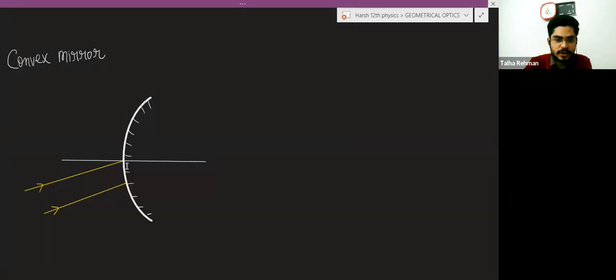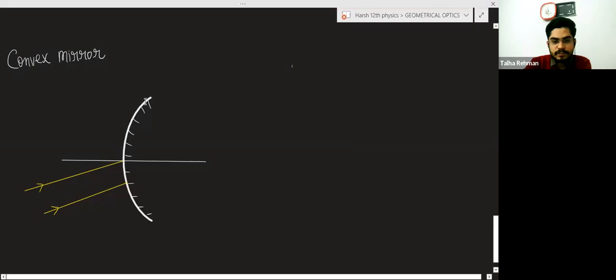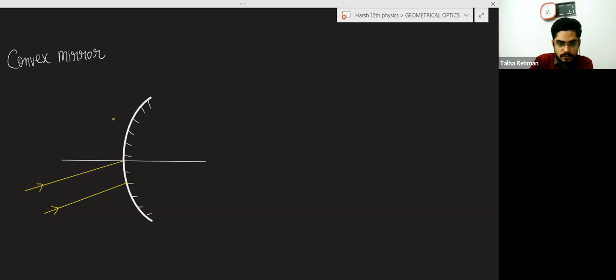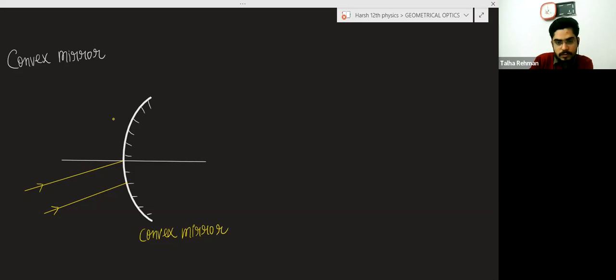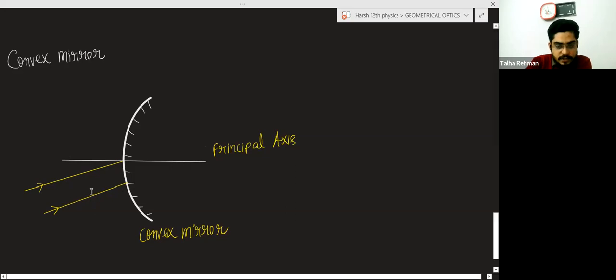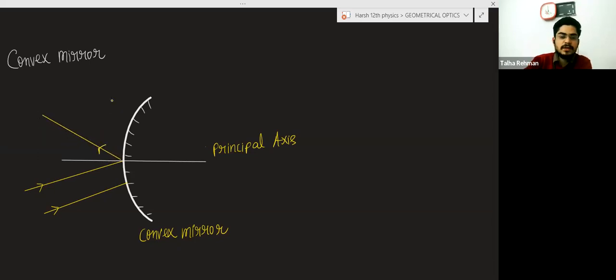So now see how a thing will happen. This is a convex mirror. This is the principal axis. Now two incident rays are there, and these two incident rays are parallel also. So the first incident ray, suppose, is like this, and the reflection is taking place like this.